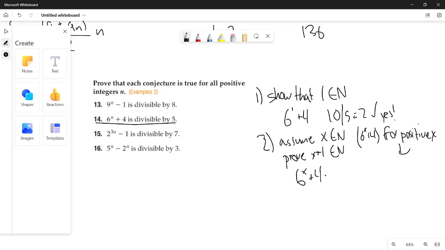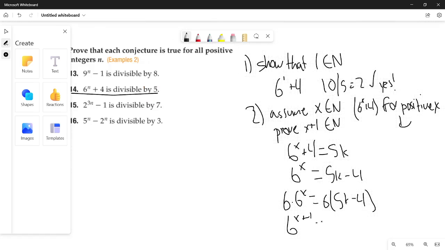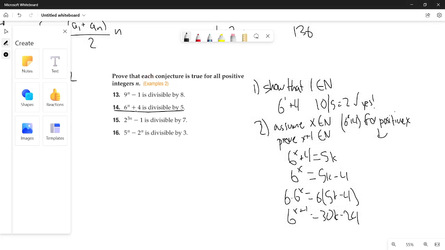So 6^x plus 4 equals 5k. K is an arbitrary value in this course, but because I'm multiplying it by 5, it will always be divisible by 5. We're going to move over the 4 to the other side. Then, to make this into 6 to the power of x plus 1, we have to multiply both sides by 6. So, do that quickly. Then we can make this into 6^(x+1), and then distribute this out. So we're left with 30k minus 24.